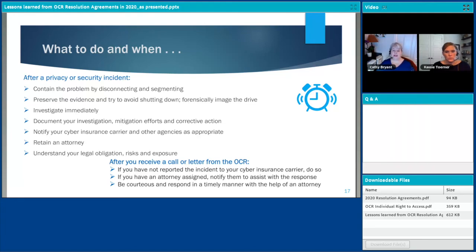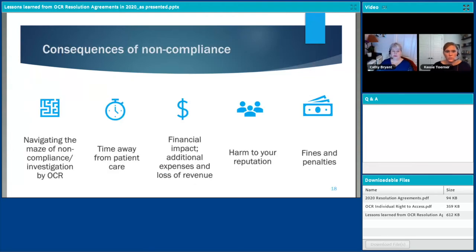And I can tell you that since the first of the year, we have seen one request for information that was much more detailed and much more extensive in an investigation of a practice's reported breach from last year. So there are consequences for non-compliance. If there weren't, none of us would try to comply. We know that it's difficult to navigate the maze of non-compliance and the investigations by the OCR. And that's why we do not want you to be alone when you do that.